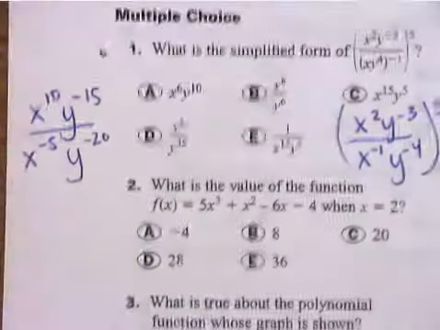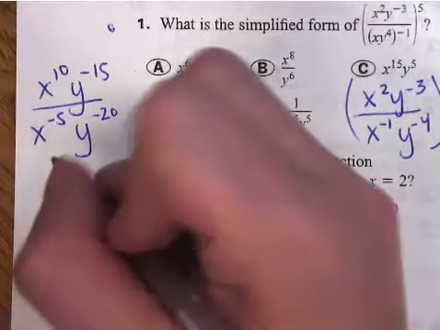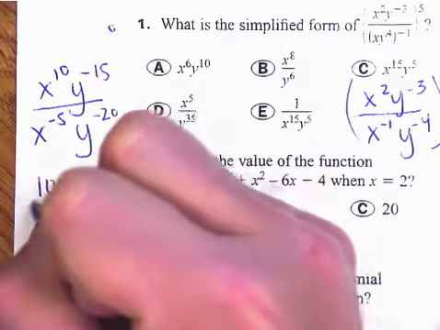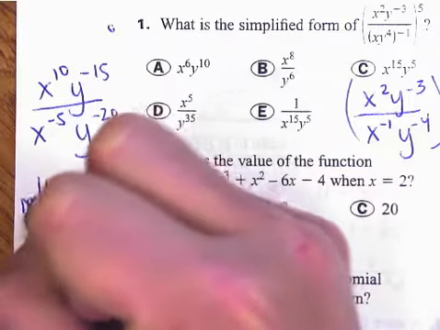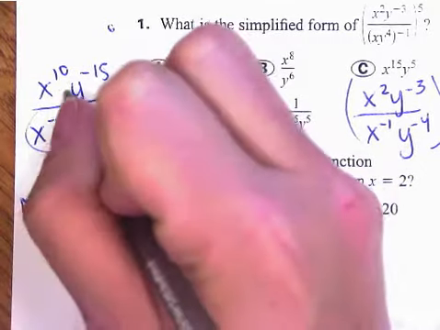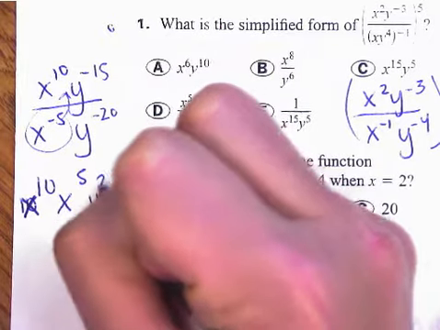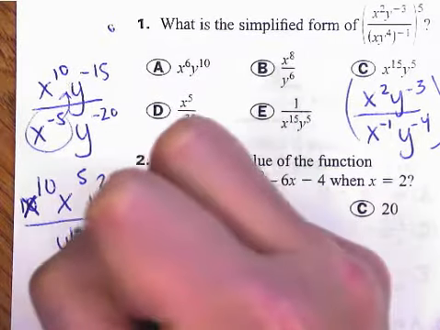And then negative exponents cause things to flip. It only flips the thing that it's directly connected to. So I have x to the 10th on top still. This x to the negative 5th comes up, so I have x to the 5th on top. The y to the negative 20th comes up, and the y to the 15th comes down.